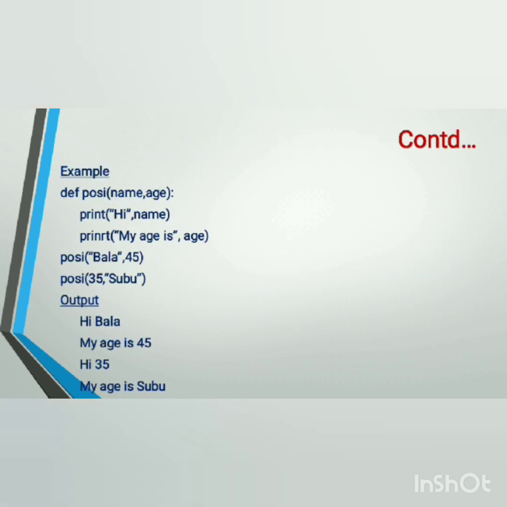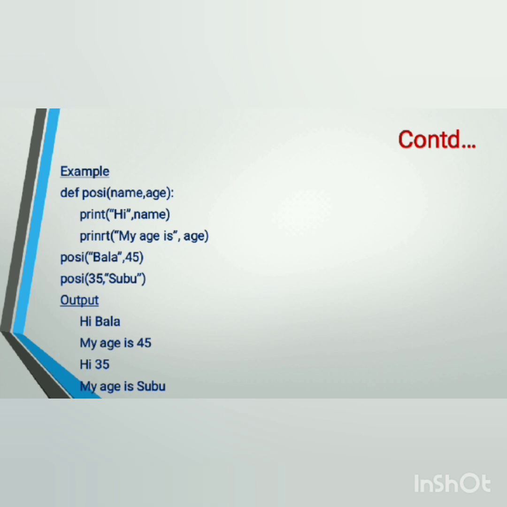Let's see the example. Here what is the function name? POSI. This is the function name. We are going to see the function definition. So def keyword, after that you give the function name POSI. Within this I am giving two parameters. What is the first parameter? Name. Second parameter is age. At the end we want to give a colon, right? Within this function definition, I have printed some values. First statement, print hi message will be displayed, then your name will be displayed. After that the second statement, print my age is, then your age will be printed. So there are two statements within this function definition, right?